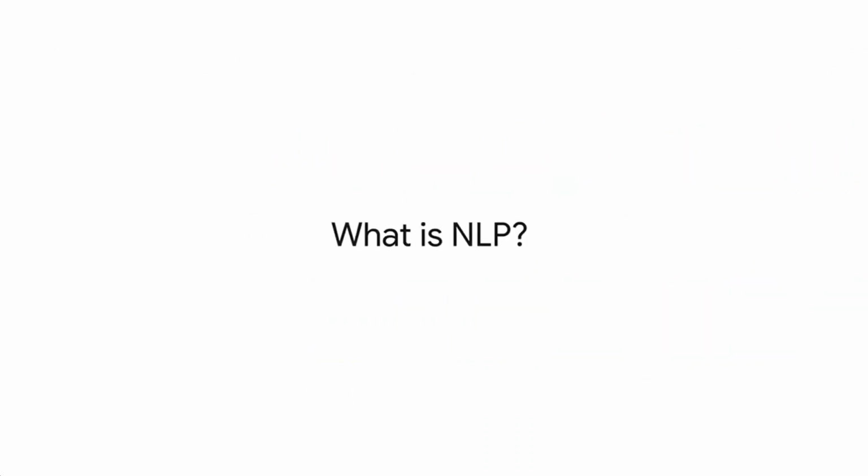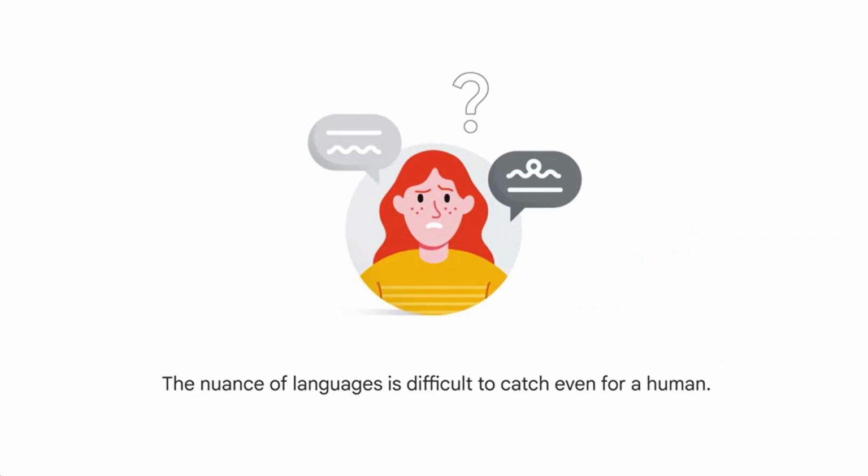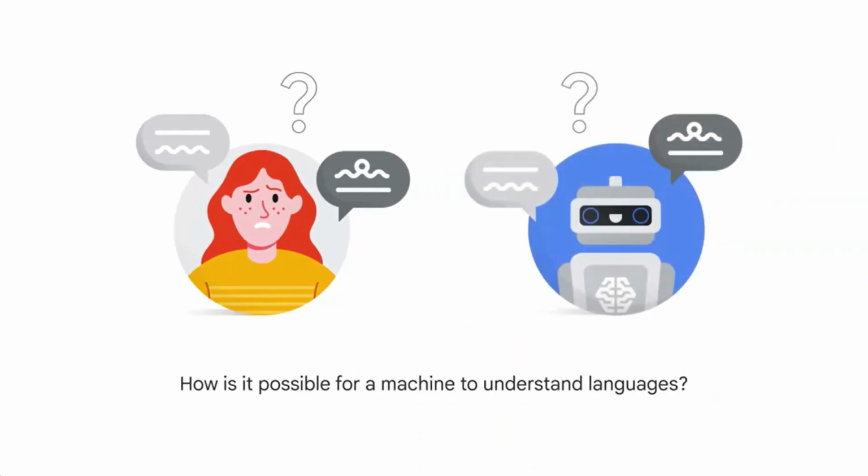So what is NLP exactly? Well, the name tells it all. Natural language processing teaches computers to understand human languages. At first, that sounds impossible to achieve. The nuance of languages is difficult to catch even for a human. How is it possible for a machine to understand languages?